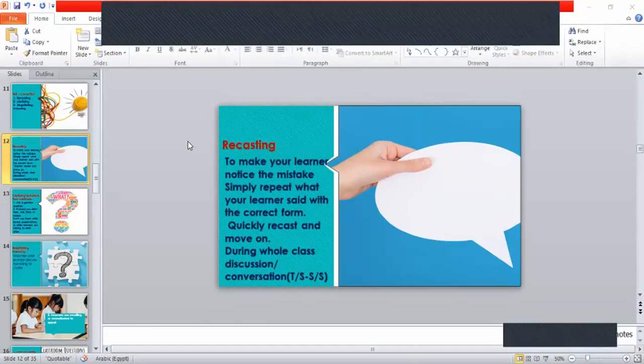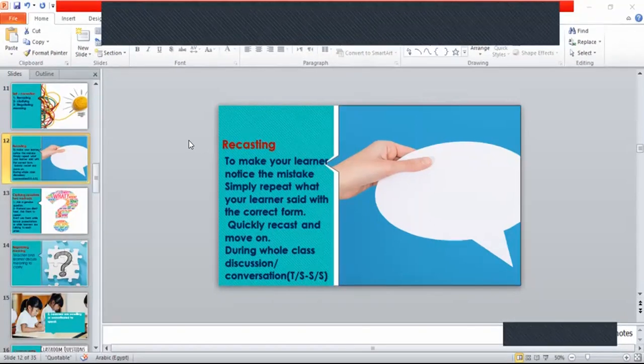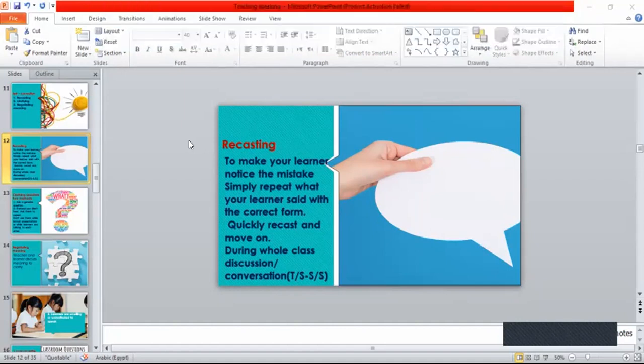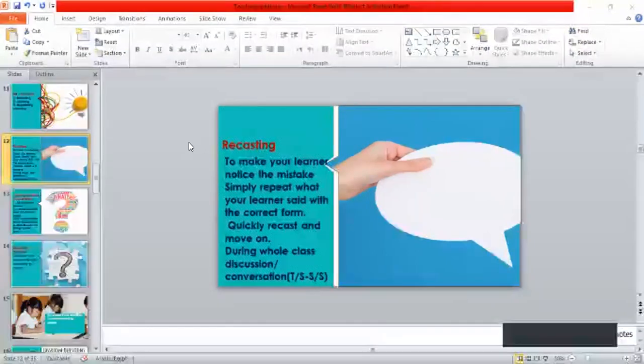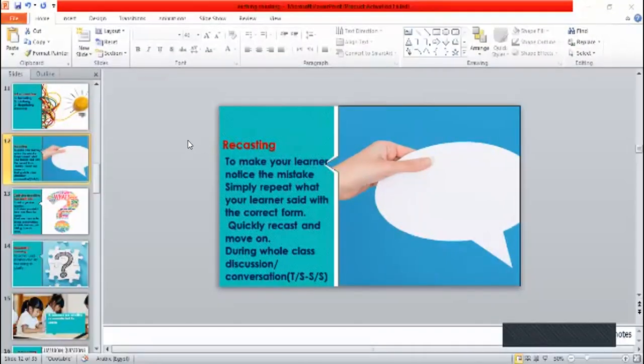The last thing? Yes. So this is the first technique to correct the oral speaking or the oral mistakes, which is recasting. This is exactly what Teresa mentioned, to say what the learner said, but with the correct form.